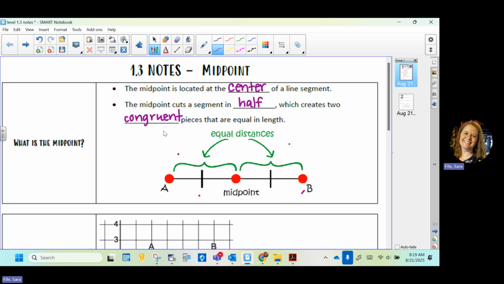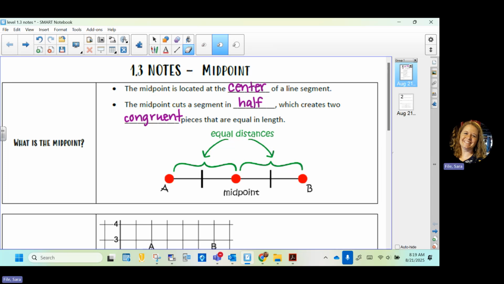This graphic here shows that with markings. When we are marking figures, we use tick marks. This is a tick mark, just a little dash on the segment. This is saying that from point A to the midpoint is the same as the midpoint to point B. They have the same number of tick marks.